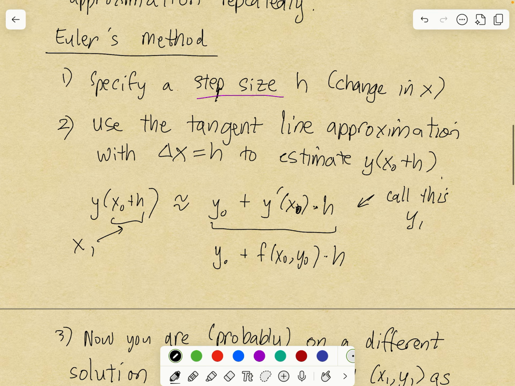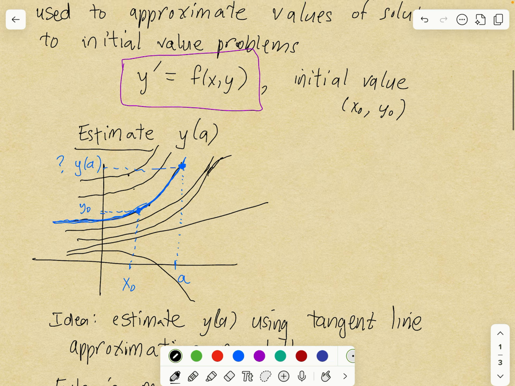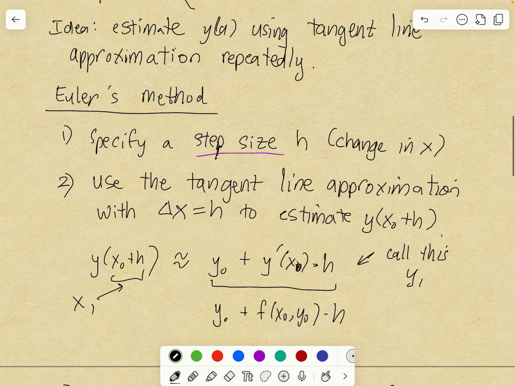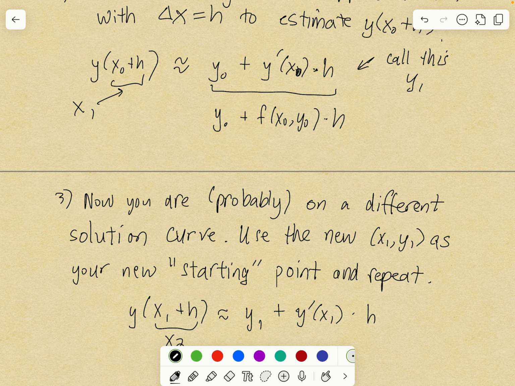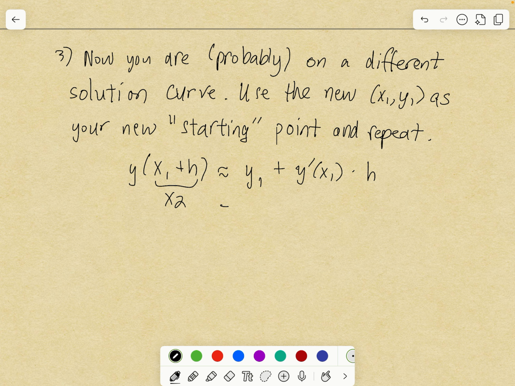Now your f of x, y is not the curve that you're on, okay? This f of x, y is just whatever y prime is equal to in the differential equation. Okay, so those are equal. And so this y1 plus y prime of x1 times h is equal to y1 plus f of x1, y1 times h. Because again, y prime is equal to f of x, y.